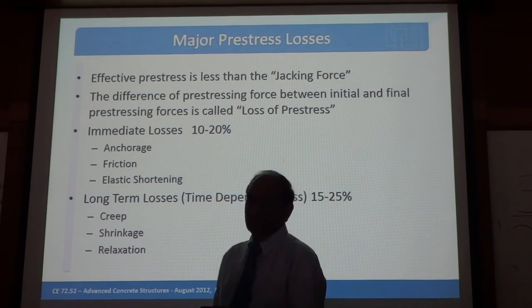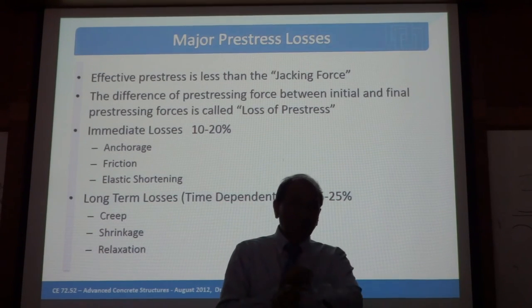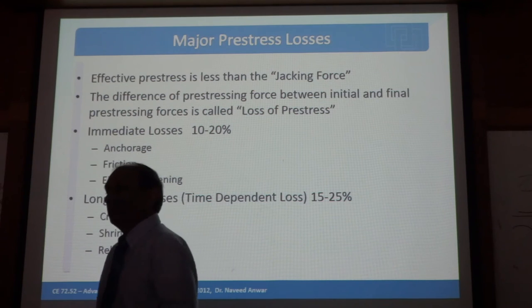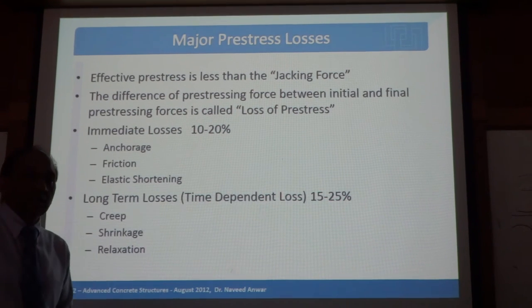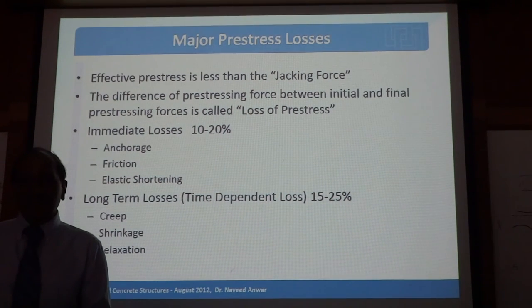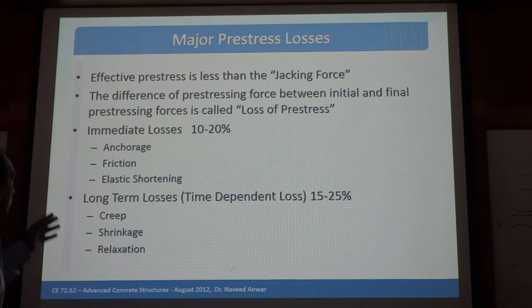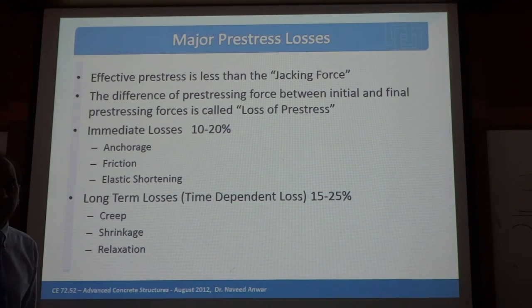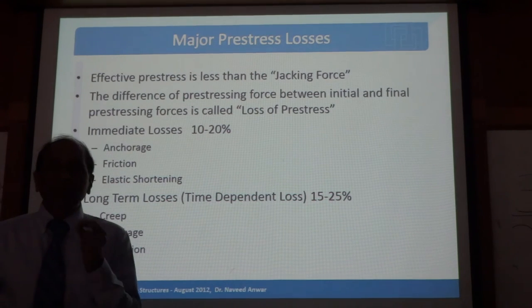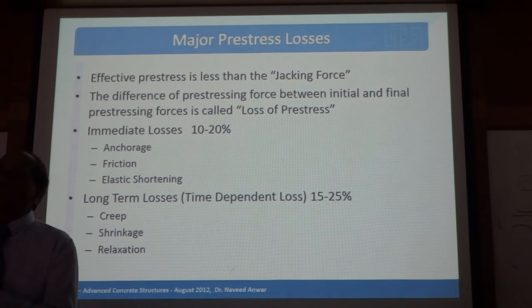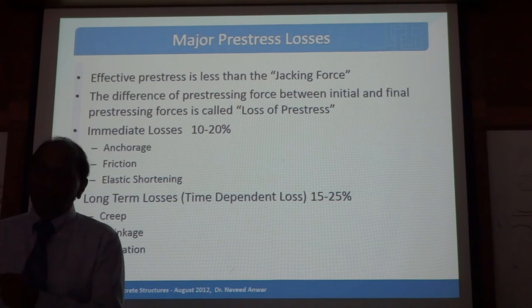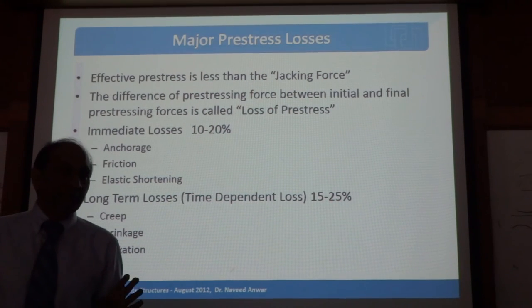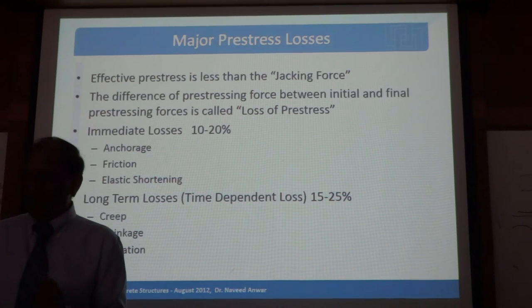Right? Losses. This is probably the last topic I will cover today. Pre-stress forces create a lot of losses, and primarily we convert them into two categories: immediate losses and long-term losses. And people spend a lot of time in trying to calculate these losses. There are huge theories behind that, many methods to do that.